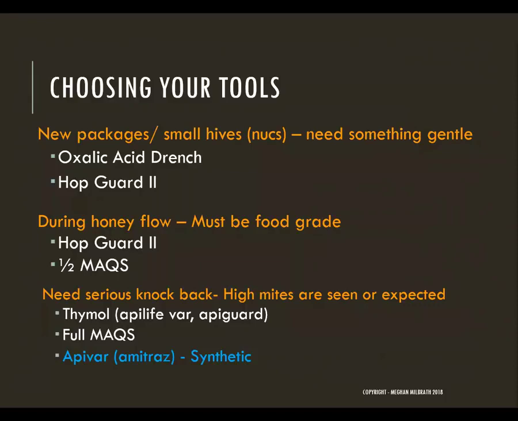During the honey flow, our main concern is that it has to be food grade. We don't want to do anything that's going to taint the honey, and that's HopGuard 2. I put the half max because a lot of times you also don't want to be incredibly disruptive during that time, because we want our bees to go out and keep making honey and not have queen issues. And then when we get to the end of the season, if we need a serious knockback because we have seen high mites or we expect to have high mites, then we've got our thymol options, the Apilife Var, the Apiguard, or we have the full Mite Away Quick Strips, which is the 2 strips, and then we also have Apivar as our synthetic option.